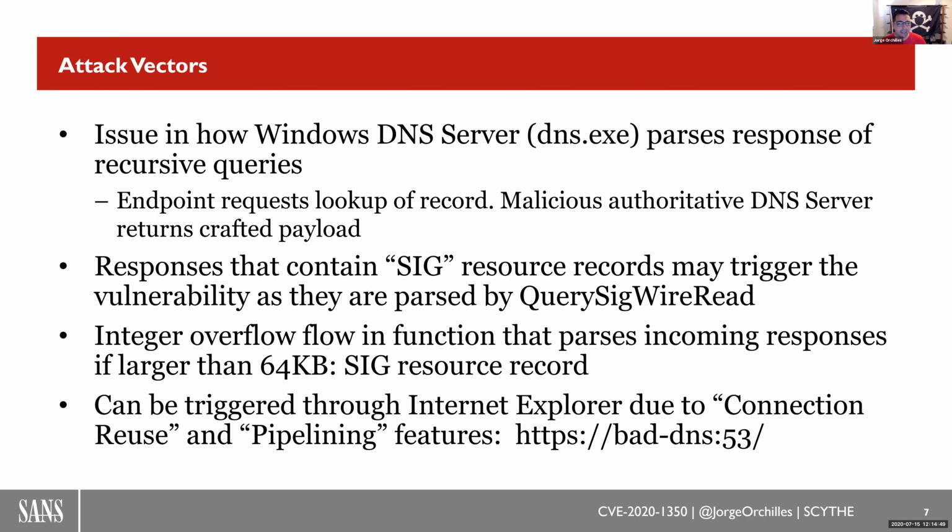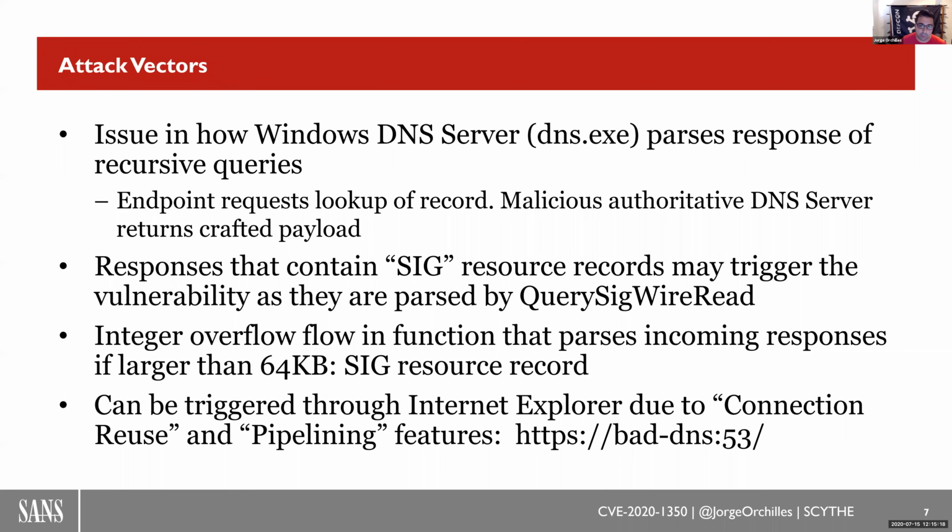Now, there is some talk that this can be triggered through Internet Explorer, and that is correct. That's because of the connection reuse and pipelining features, which means that if you use Internet Explorer or a non-Chromium version of Edge, you can actually go to https:// whatever bad DNS:53, and it will go and pull this information. So it can be triggered through there as well.